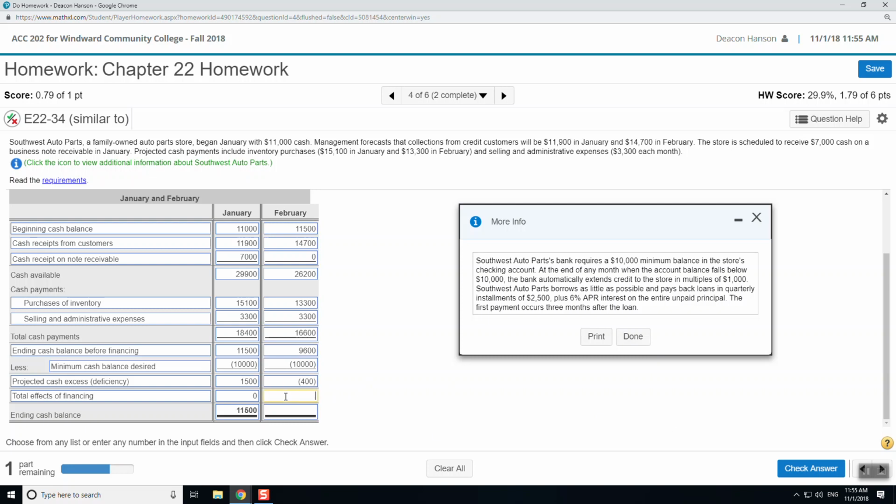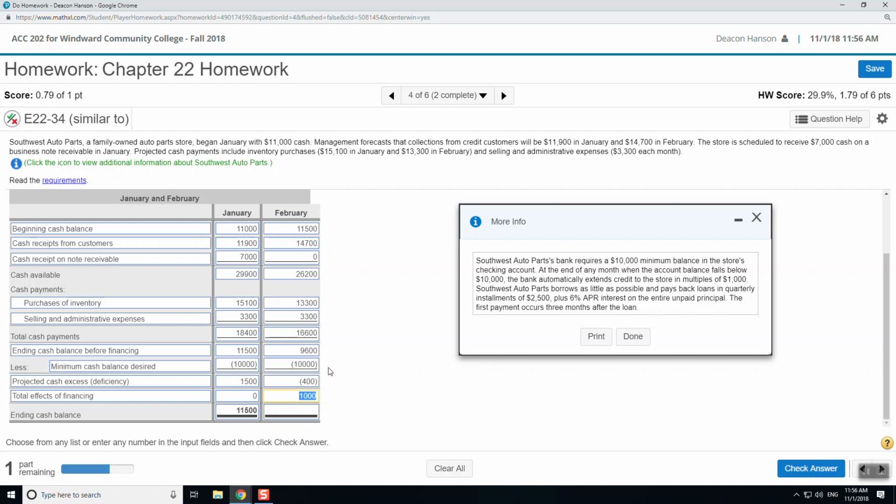So we're going to have to borrow 1,000. Now our ending cash balance is going to be the ending cash before financing plus the financing. So it's going to be the 9,600 plus the 1,000, because that's actually a physical infusion of money, whereas that 10,000 that we're always looking at, that's not any movement of money. That's just a gauge to see whether we're at or above 10,000 or not.